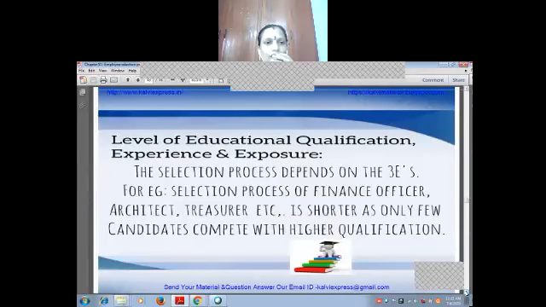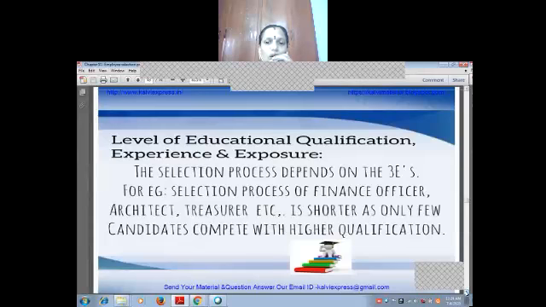Level of educational qualification, experience, and exposure. The selection process depends on the three E's. Based on these qualifications only, they are selecting the people. For example, the selection process for finance officer, architect, treasurer, etc. is shorter, as only a few candidates have the higher qualification. You know very well, chartered accountants and architects, very few persons have the qualification. They are eligible, so those persons will not be many.